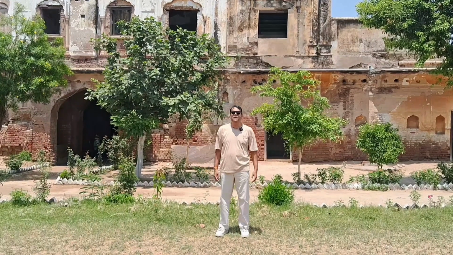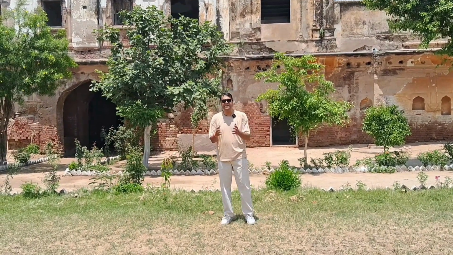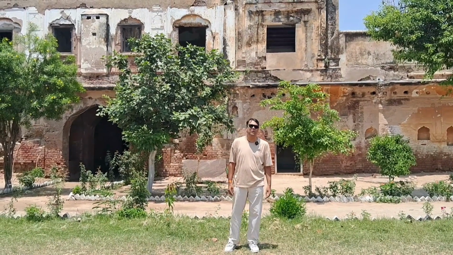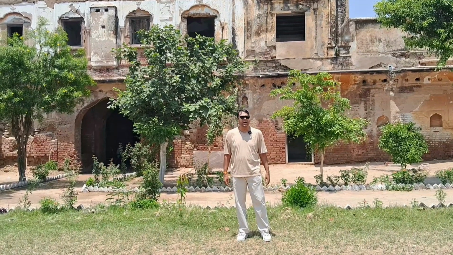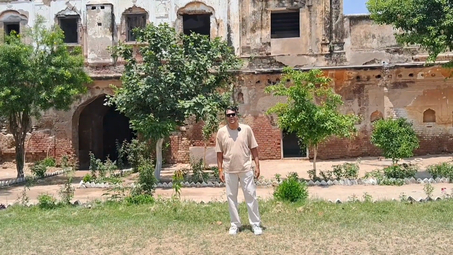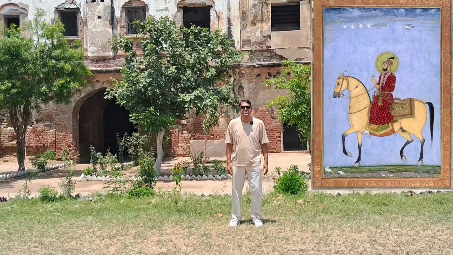Ladies and gentlemen, today we are at a place called Farukhnagar, which is a small town, a tehsil and a municipality in the Gurgaon district of the Indian state of Haryana. It is located around 21 kilometers from Gurgaon city. Now this is a town which has historical roots. In fact, it was established in 1732 by a Baluch called Faujdar Khan.